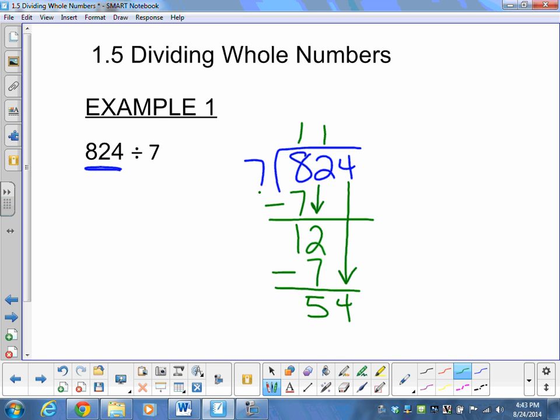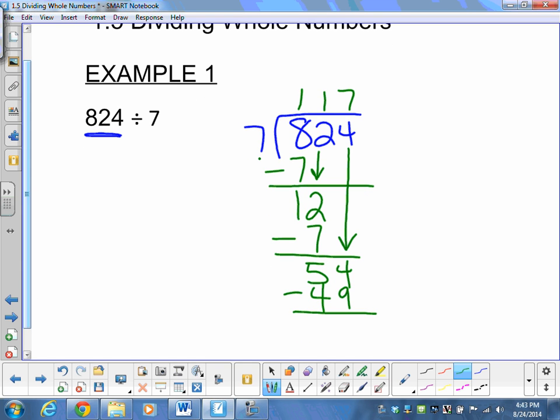So the process starts over again. 7 goes into 54 how many times? Just knowing my basic math facts, I know that 7 times 7 is 49, and 7 times 8 is 56. 56 is too high, so I'm going to put a 7 up here. So 7 times 7 is 49. When I subtract, I get a remainder of 54 minus 49, which is 5.